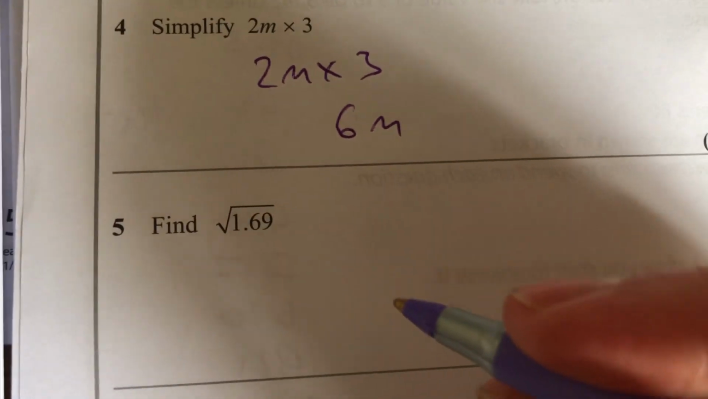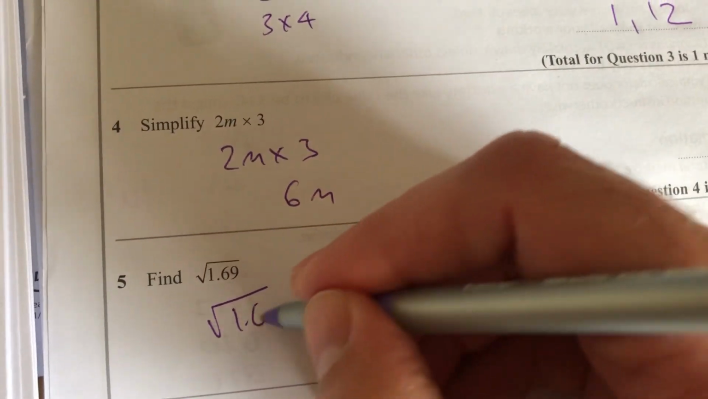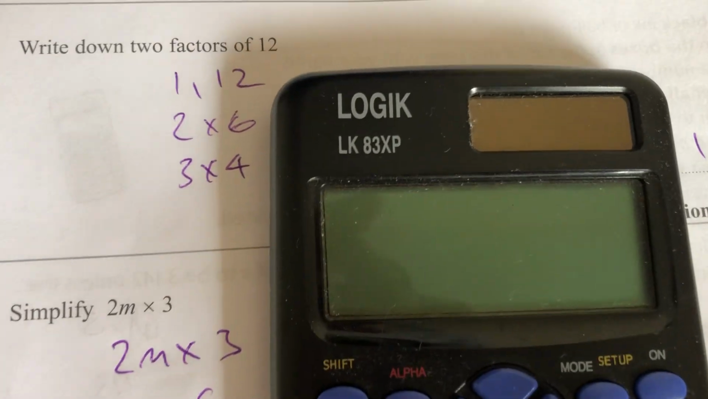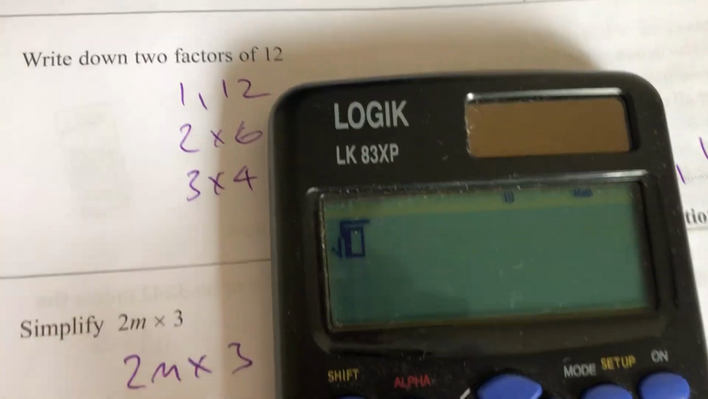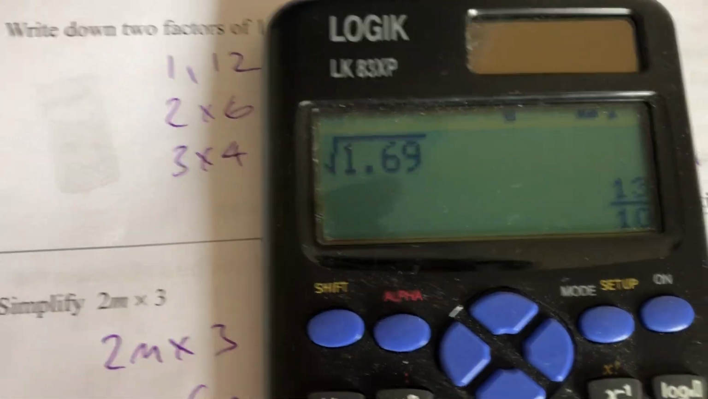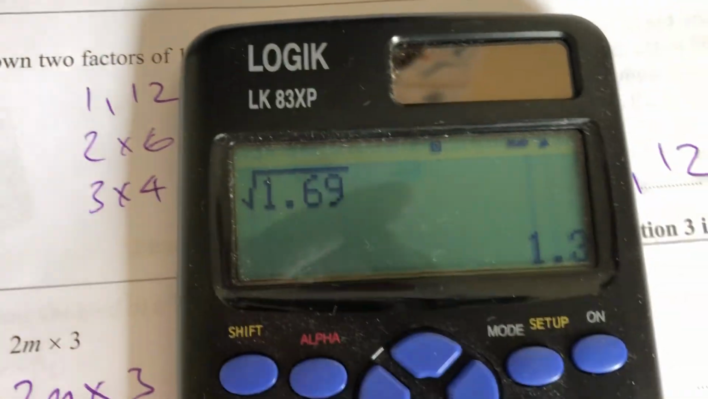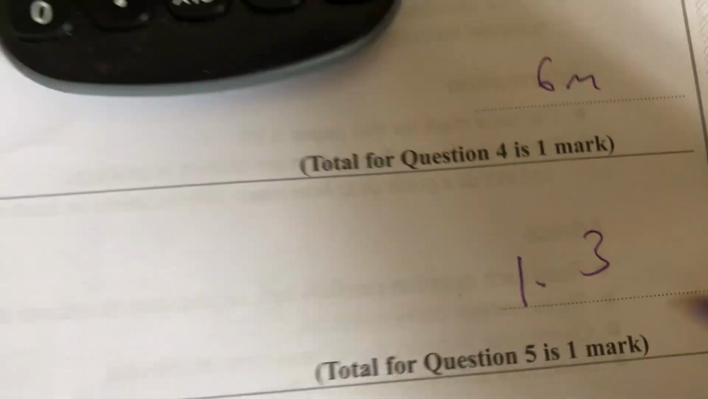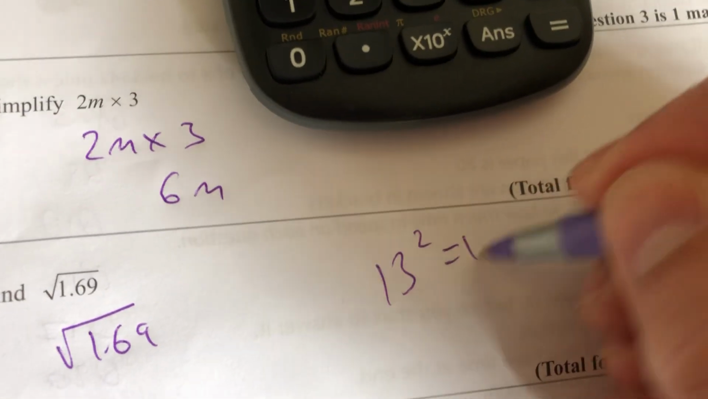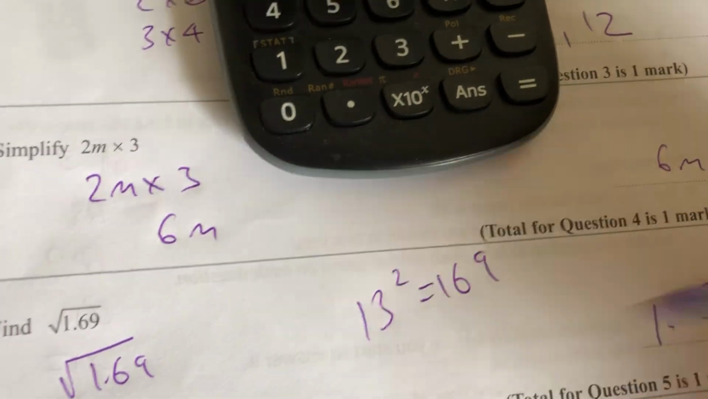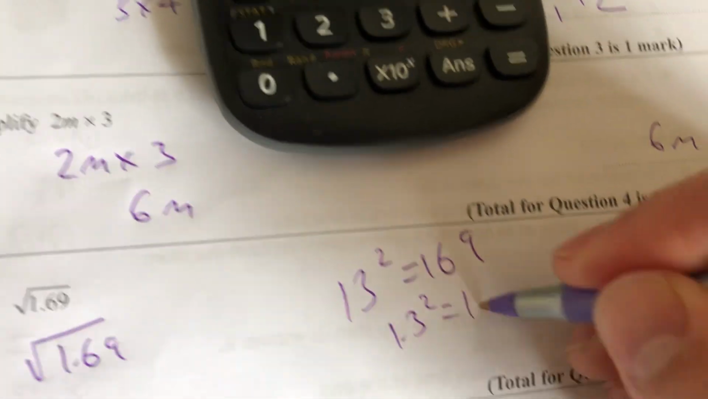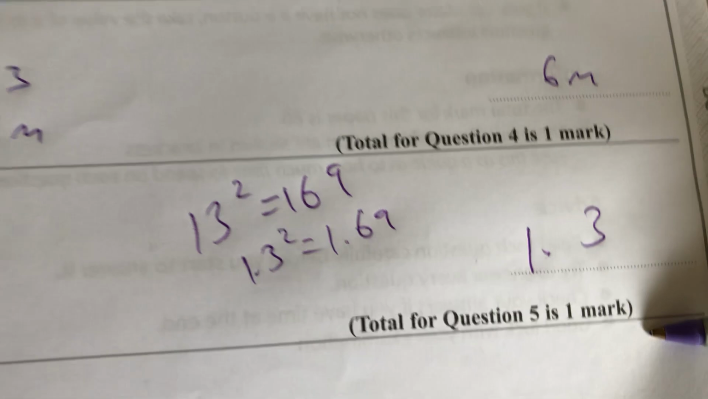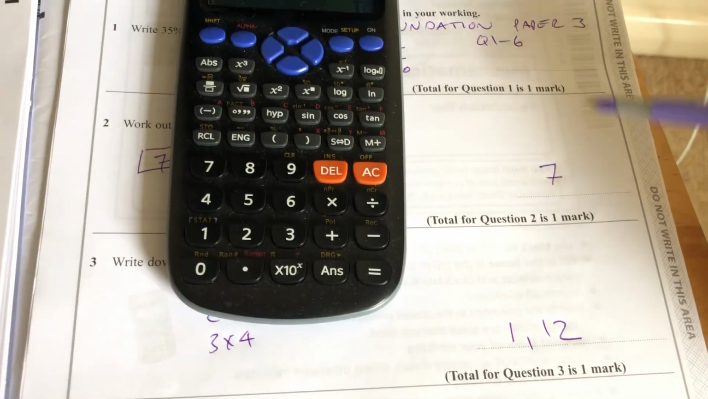And then the square root of 1.69. Well, luckily this is a calculator paper, so I can put this into, once I switch it on, the square root of 1.69, and I get 13 over 10, or 1.3. Now, that should make sense. 1.3, because 13 squared is 169. So if we think about it, 1.3 squared is 1.69. Okay, that should give us another mark. So we've got 1, 2, 3, 4, 5 marks.